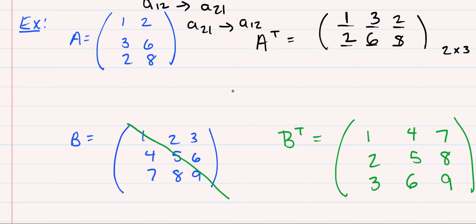Let's make sure I did this correctly. This is the 1,2 spot, so now it goes to the 2,1 spot, which is correct. This is the 1,3 spot, so it should be sent to the 3,1 spot, which is this one. This one is the 2,3 spot, so it should be sent to the 3,2 spot. So 1, 2, 3, 2. Okay, and you can see that this is exactly flipping this down here and this to the top. So this is the transpose.